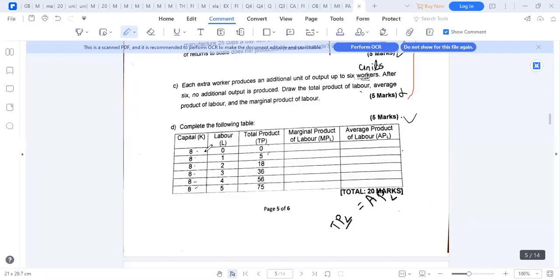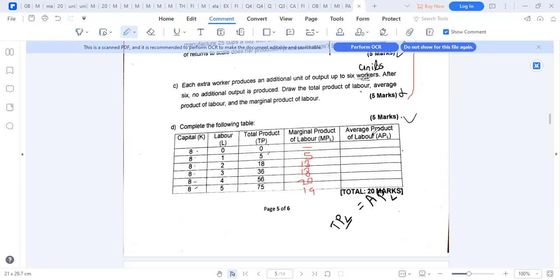So let me take you to the exam. We're given this table to fill in. We have capital, we have laborers, we have total product. So what is the marginal product of labor? So you go to laborers. If the increment is 1, 1, 1, 1 throughout, you just see where you're adding on. Here, this is a dash. 0 to 5 is 5. 5 to 18, 13. 18 to 36, 18. 36 to 56, 20. 56 to 75, what is the difference? 19.